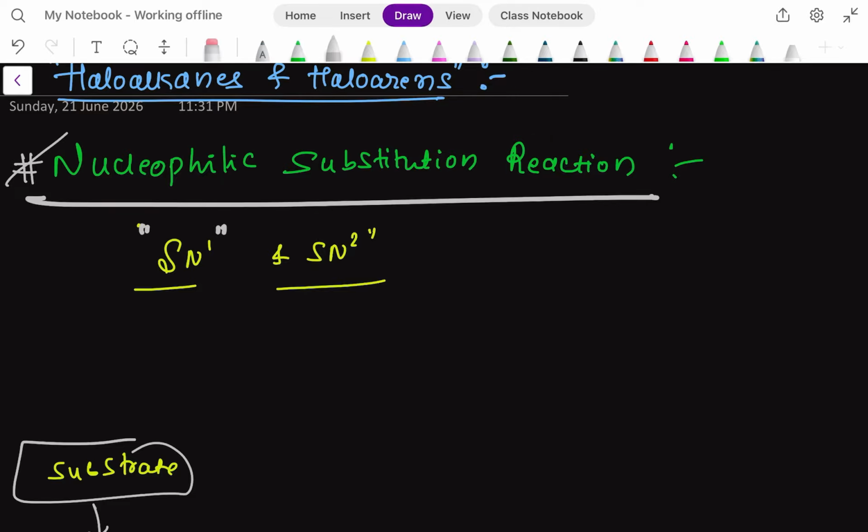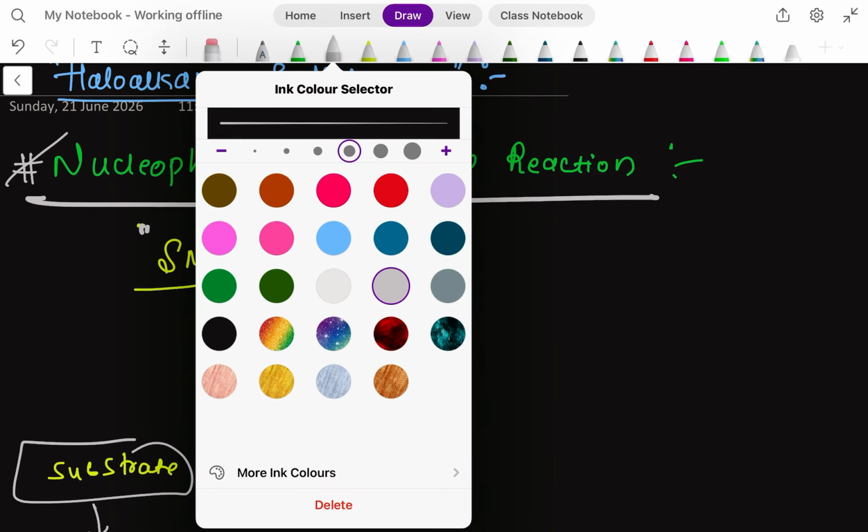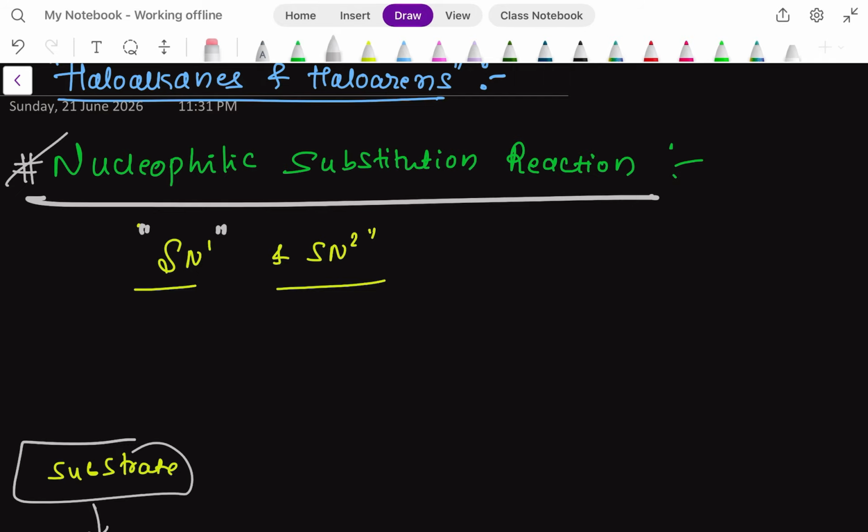First and foremost important thing is what do you mean by nucleophilic substitution reaction. We are aware of substitution. इसका मीनिंग क्या होता है, एक पार्ट ऑफ द मॉलिक्यूल को दूसरा पार्ट ऑफ द मॉलिक्यूल आके सब्सटीट्यूट कर रहा है, उसको रिप्लेस कर रहा है. That only we call it substitution. And what is substituting here? Nucleophile is substituting.